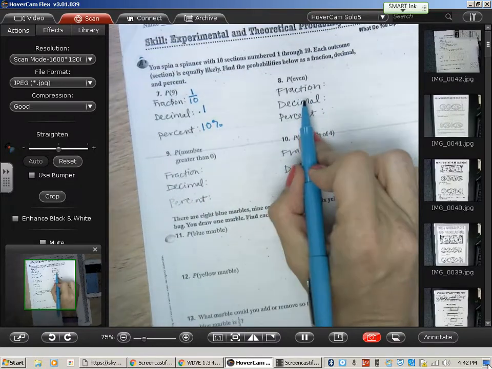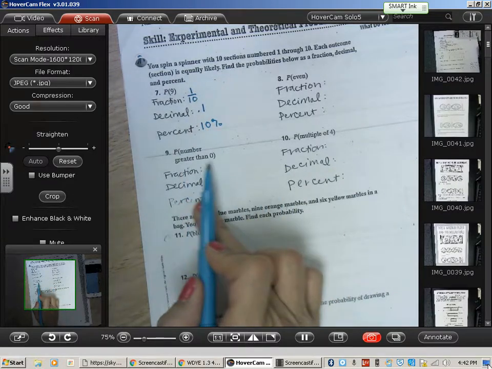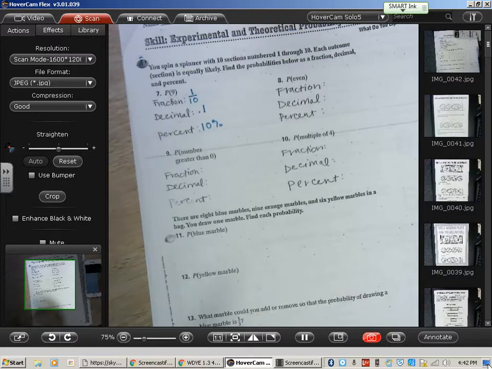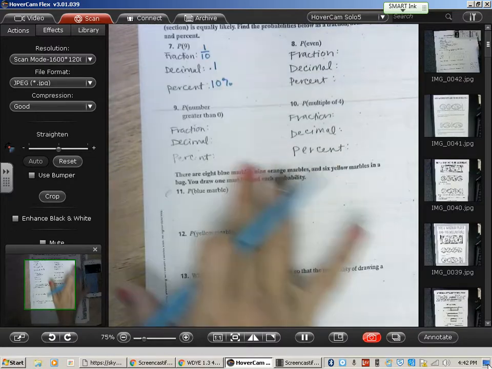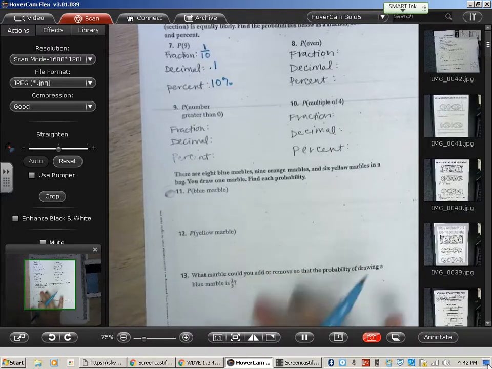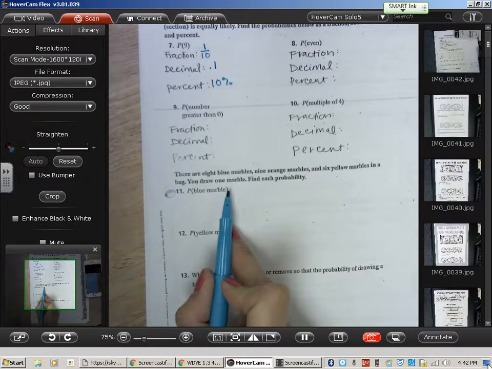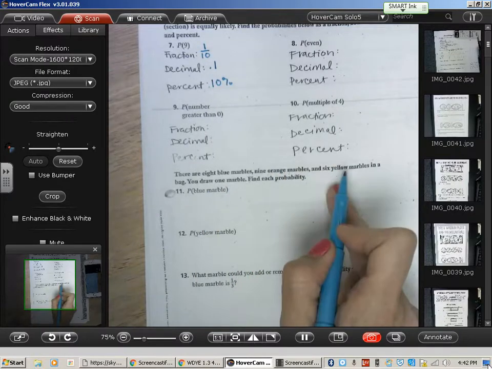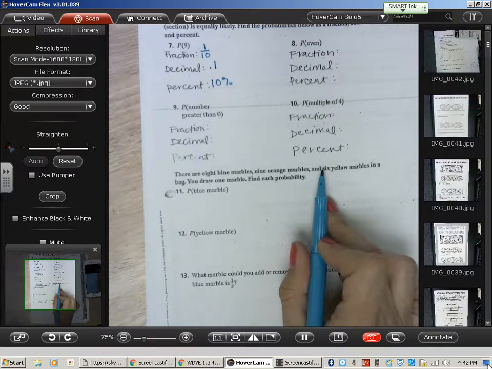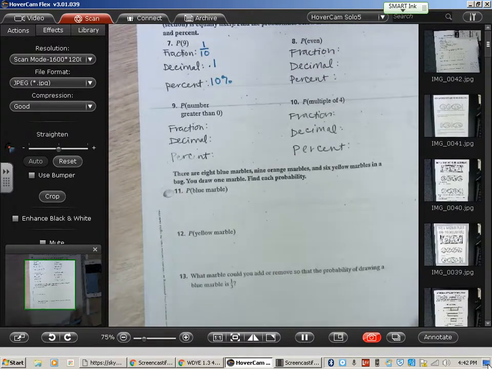So you're going to look at each of these. For number 8, you're looking at how many possibilities are even. Then for number 9, you're looking at how many are greater than 0. And number 10, you're looking at how many are a multiple of 4. So finish this up. Make sure you have fraction, decimal, and percent for each one. And then you're going to come down and you're going to look at these guys down here. So for this one, you have 8 blue marbles, 9 orange marbles, and 6 yellow marbles. So now you're going to have to look at how many marbles are in your bag and what's the probability of being blue or yellow.